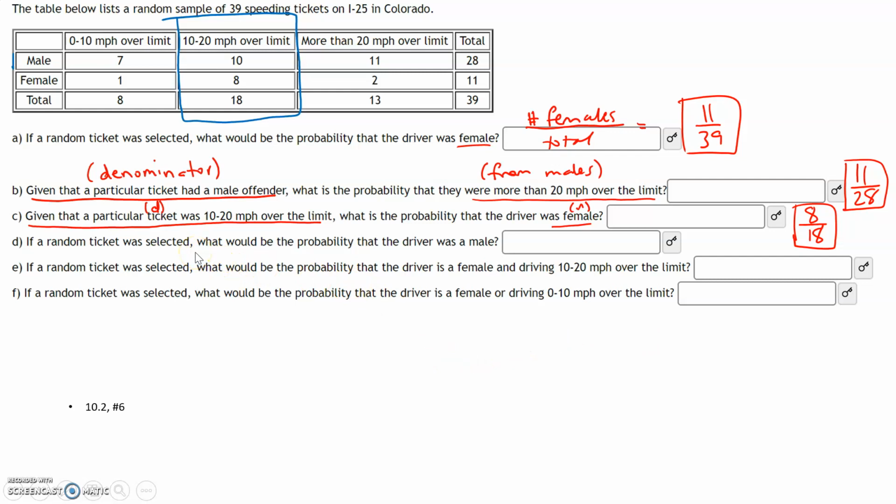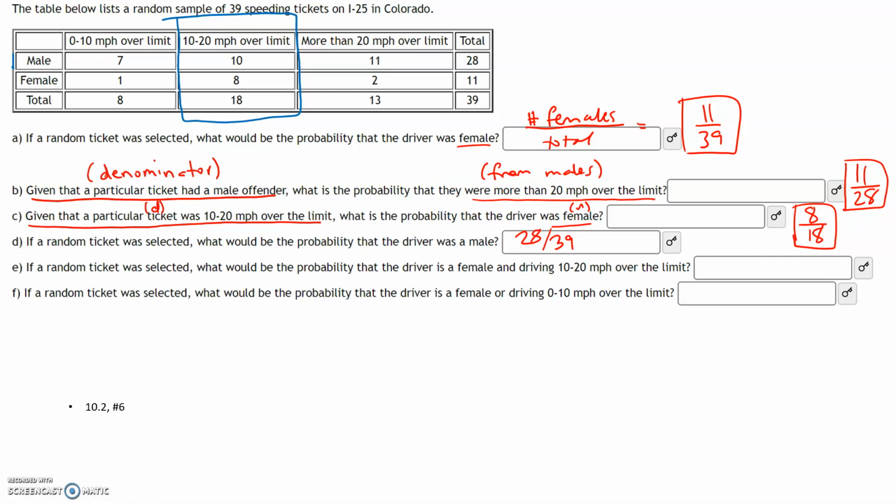The next one says, if a random ticket was selected, what would be the probability that the driver was a male? All right, so in this case, we don't have a given. We just want to know the probability that the driver is a male. So we'll take a look at the total number of males. There are 28 of them over 39 total. So it's 28 over 39. If you don't have a given, then you're choosing from everybody.